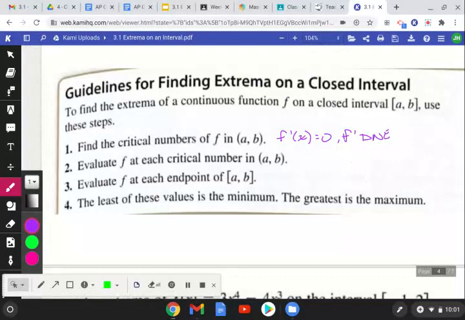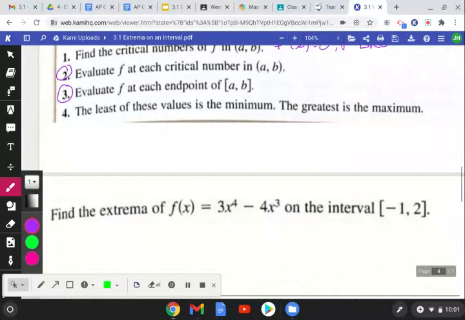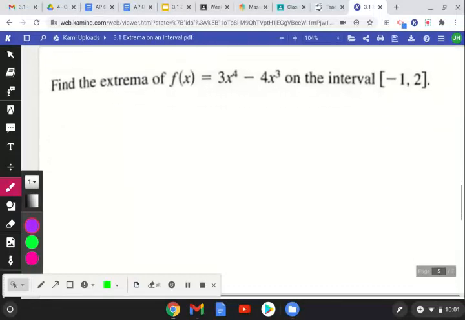All right, and then when you find those values, you'll evaluate f at each of those values, plugging them in, and then at each endpoint. So you're evaluating your critical numbers, and then your endpoints. So you're doing all of those. And then the smallest of those values will be the minimum, and the biggest of those values will be the maximum. All right, so we're going to do a few examples.